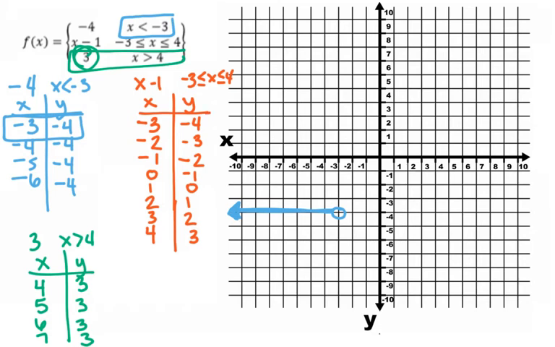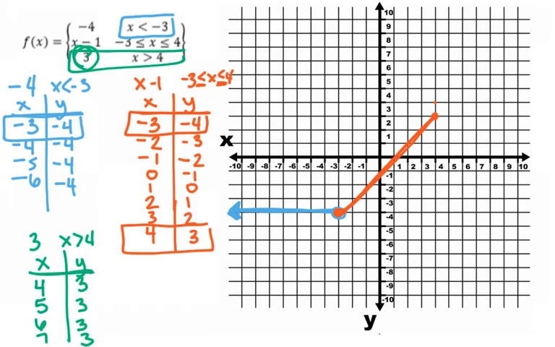For the next one, these are my important points because they're listed in the restricted domain. And notice you have the equal to sign, so you do want to close in those. So I'm going to close in the circle at -3, 4. And I'm also going to do a closed circle at 4, 3. Alright, so there's that one.